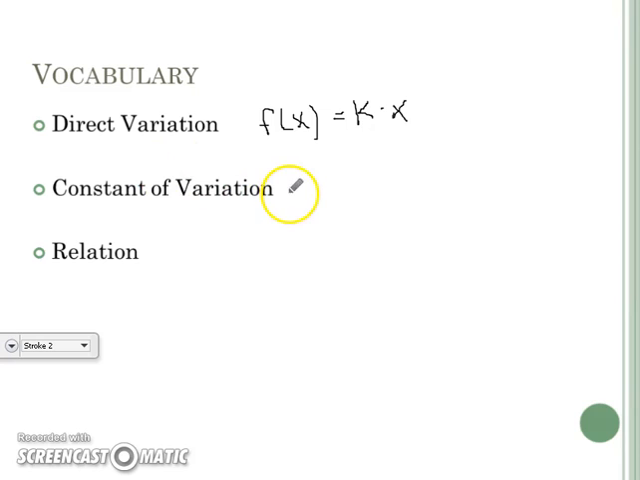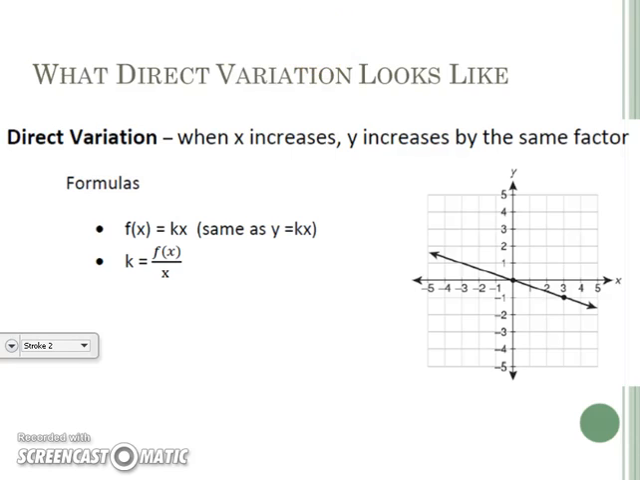And the constant of variation is a constant value, k, for the entire relation. And if you remember back for what a relation is, it's just a grouping of ordered pairs. So with a direct variation, they're all related by a specific constant value, and we call that the constant of variation. So what direct variation looks like, as x increases, y increases by the same factor, and that same factor is k. So if x is going to increase, y also increases.